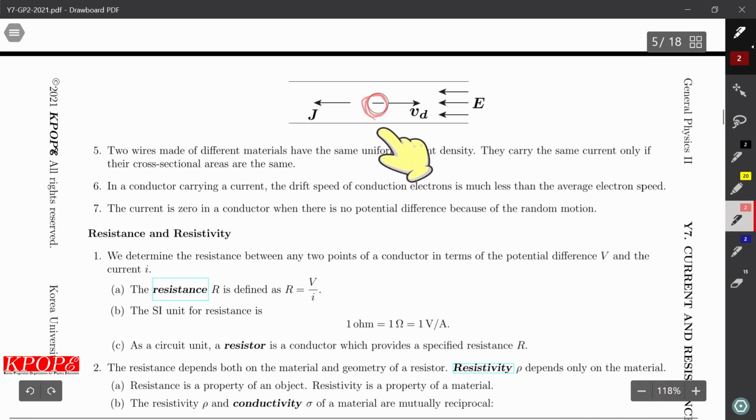Okay. So if the charge carriers are negatively charged and an external electric field is applied, then the charge carriers will be accelerated opposite to the direction of the external electric field. The resultant average velocity of the charge carriers is expressed as a drift velocity Vd.